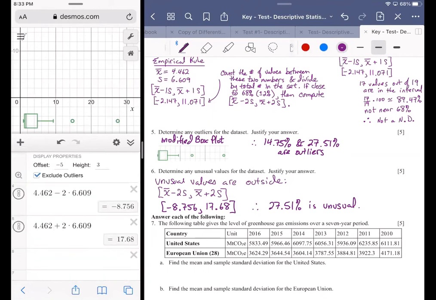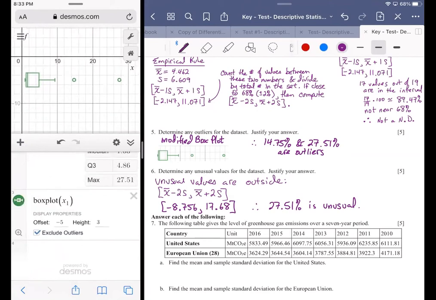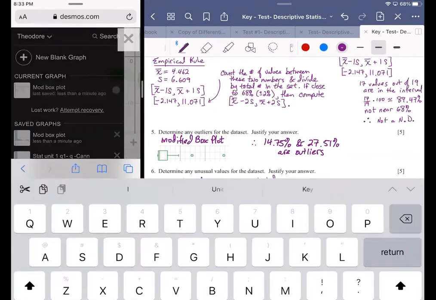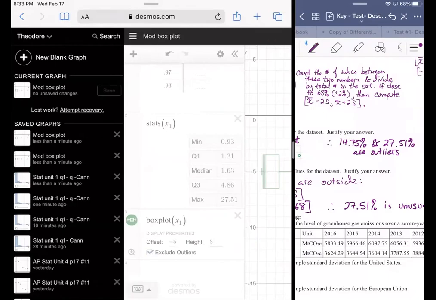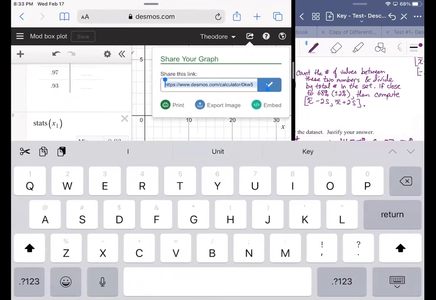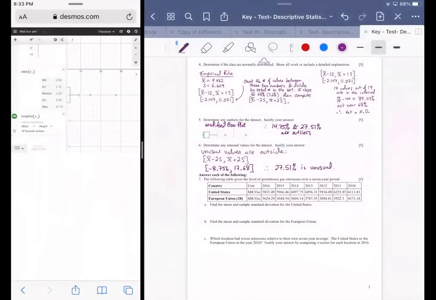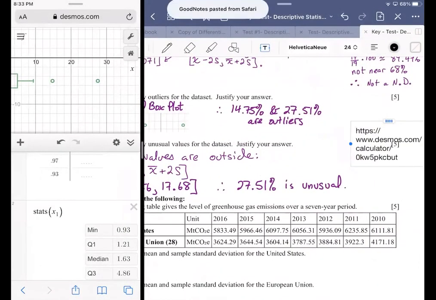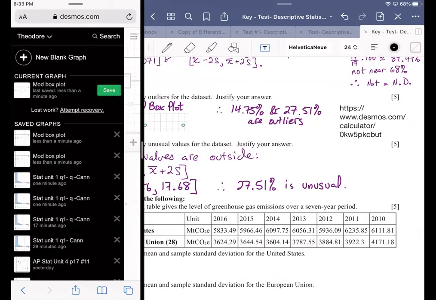So that's the playing it safe approach, right? But you got what you need here. There's your modified box plot. You save it as the modified box plot, and then you just share that link. Get yourself a new share link, if it'll let you. And just go that route, right? And then just go back to the other file that you're working with.